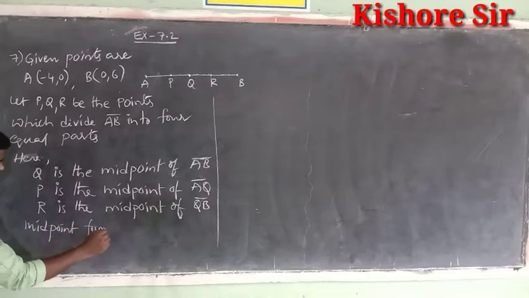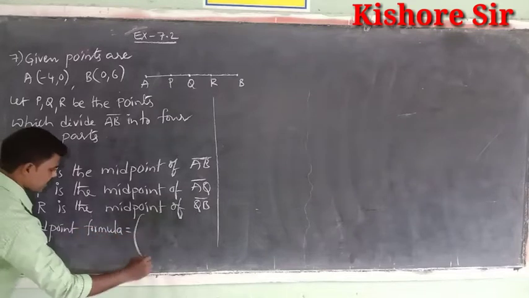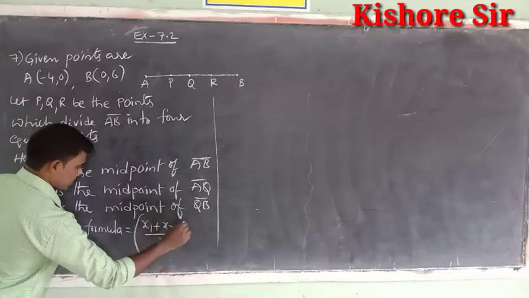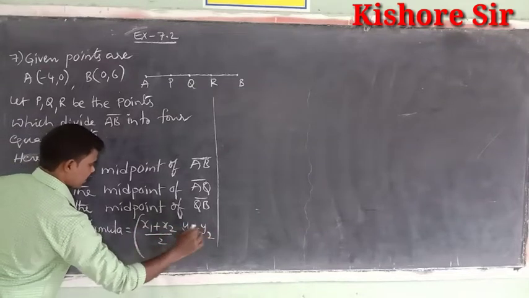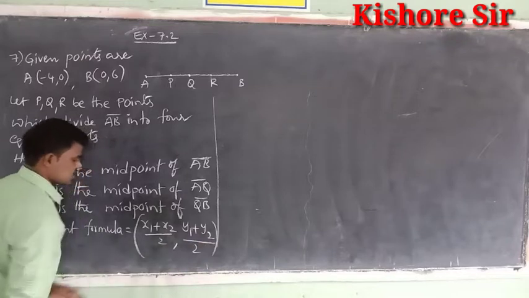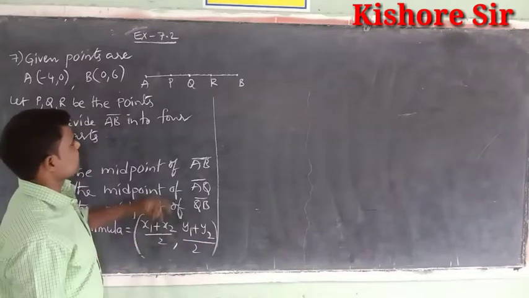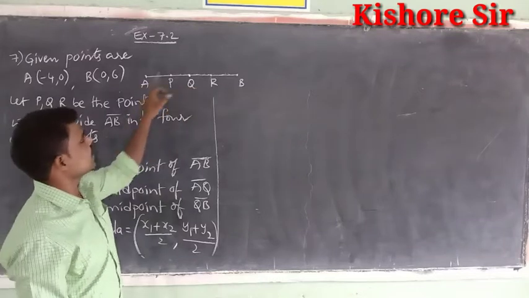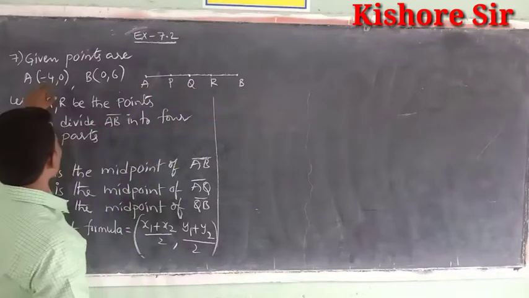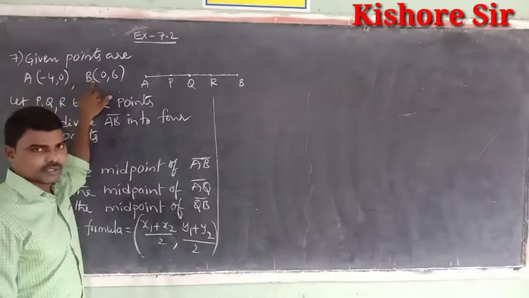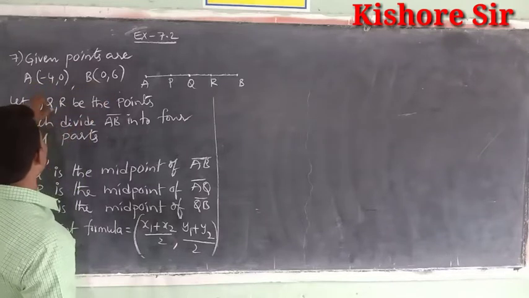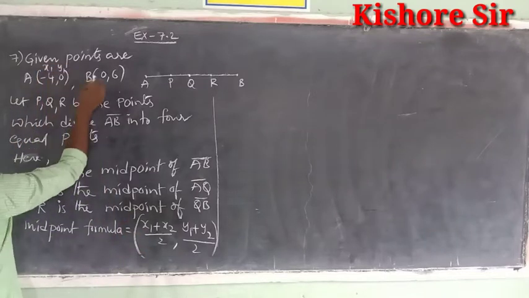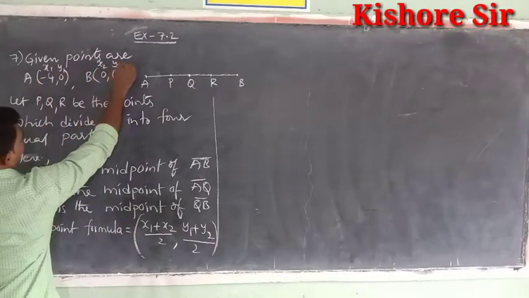What is the midpoint formula? It is (x1 plus x2 by 2, comma y1 plus y2 by 2). First we have to find the coordinates of point Q. Q is the midpoint of AB, and the coordinates of A and B are given, so apply the midpoint formula with A as x1, y1 and B as x2, y2.